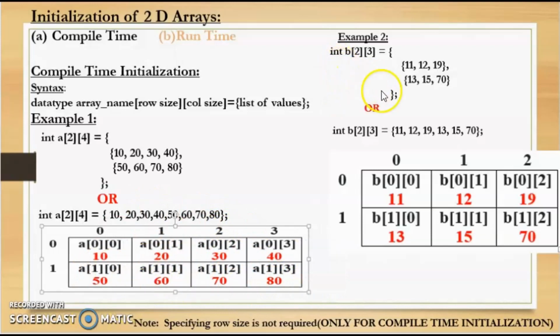So let us see another example. This means that it is an integer array. Name of the array is B. The row size is 2 and the column size is 3. So these are the elements which will be inserted inside the two-dimensional array.